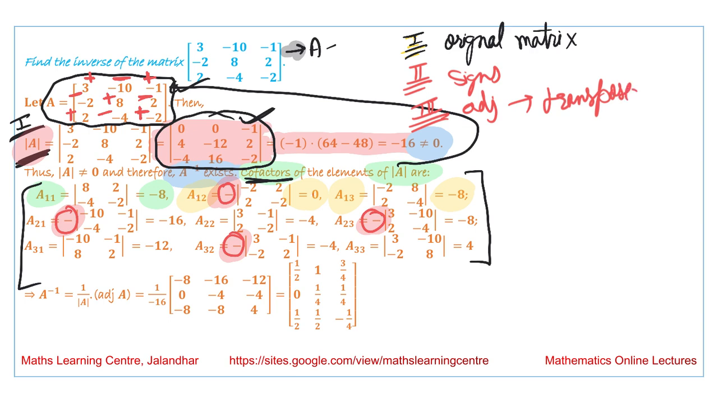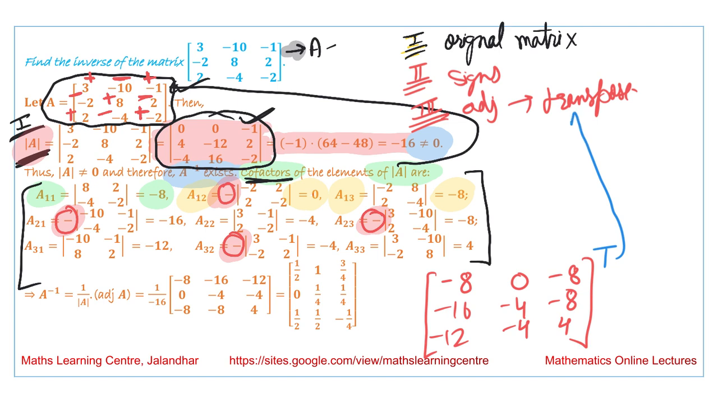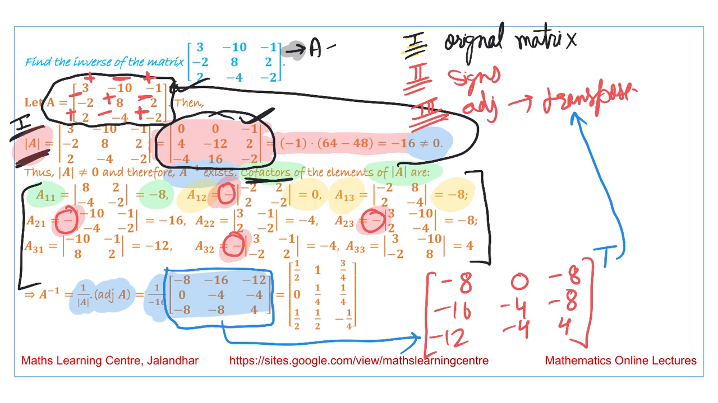So we are saying these are the cofactors. So the adjoint will be minus 8, 0, minus 8. Then it is minus 16, minus 4, minus 8, minus 12, minus 4, 4, and the transpose of this matrix. So we are obtaining the adjoint of this matrix in this form, and the final answer we are getting, we are writing it is 1 over determinant of A into adjoint A. This is the final answer. We obtain the inverse of this matrix.